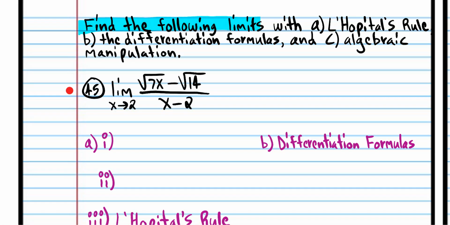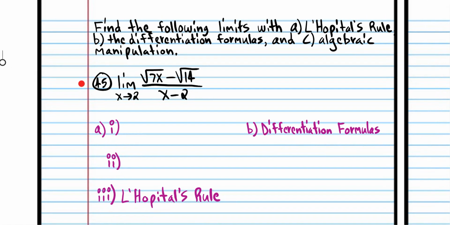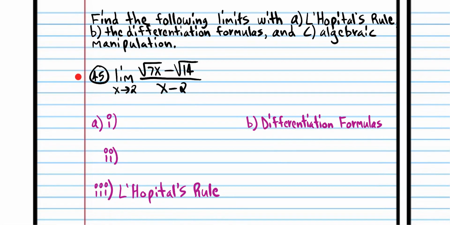It says find the following limits with L'Hopital's rule, the differentiation formulas, and algebraic manipulation. So we're going to find the value of this limit using 3 different methods. And you can see that there's more than one way to do this. So you're going to see something like this on the advanced placement test if you take the advanced placement test.